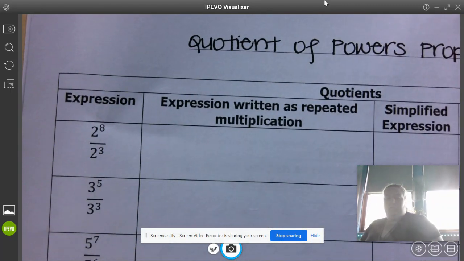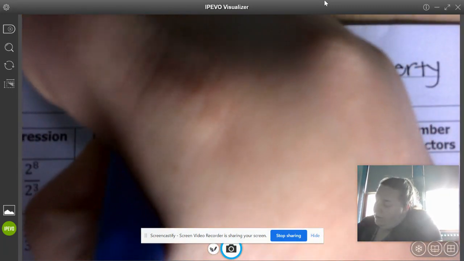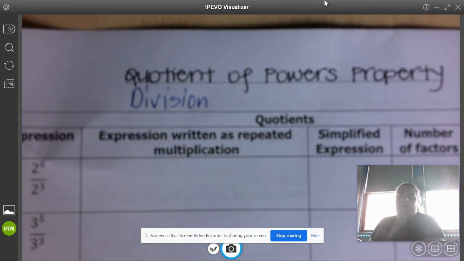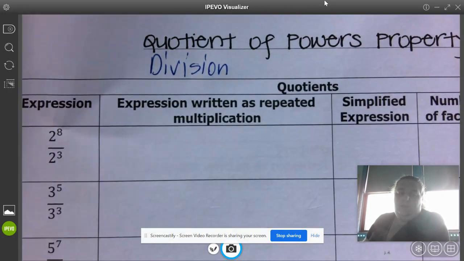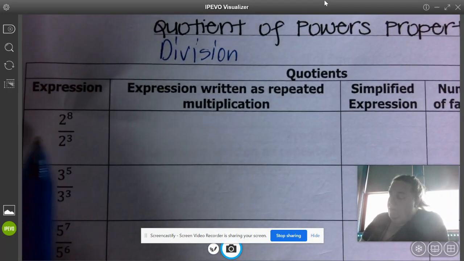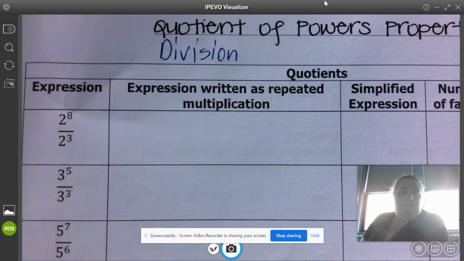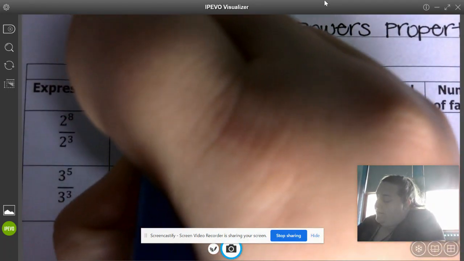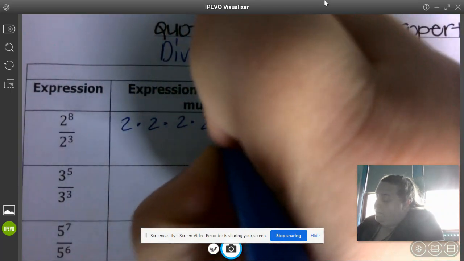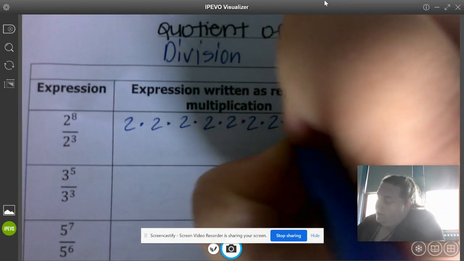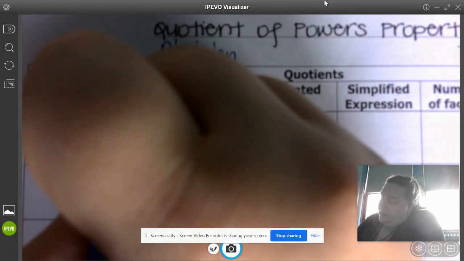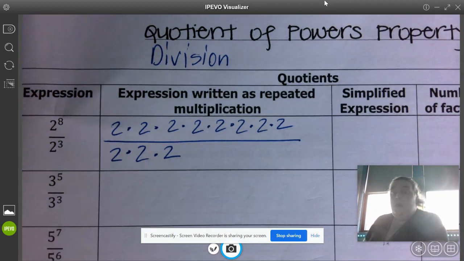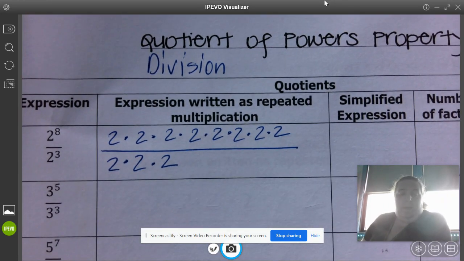So, quotient, that word right away should make you think of division. So, this rule applies to when we're working with examples with division. For our first example, we have 2 to the 8th with a fraction bar, or divided by 2 to the 3rd. So, I'm going to go ahead and expand that out. I'm going to have 8 2's at the top. And underneath, I'm going to have 3, and I'm going to line them up under the 2's that they can.